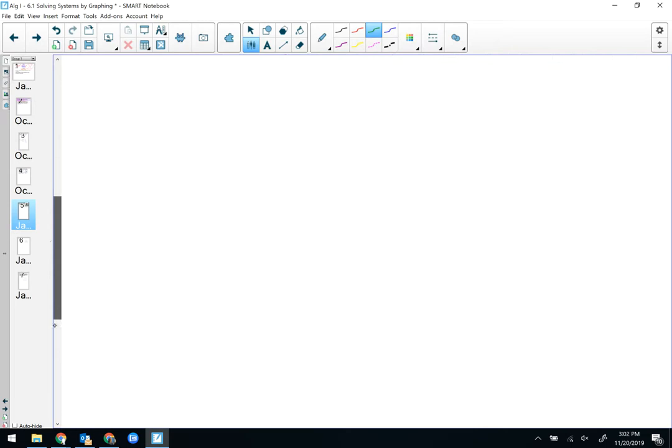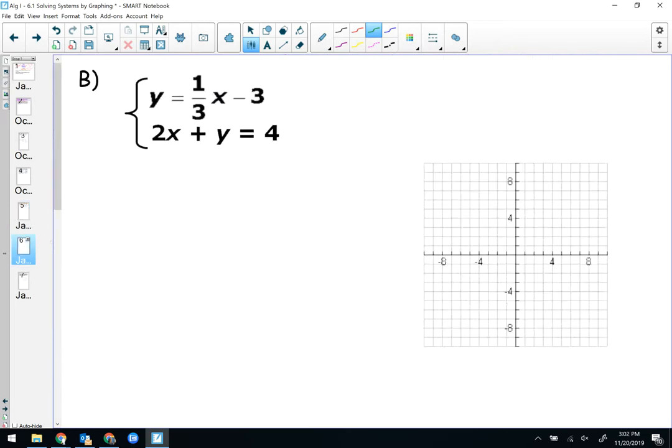Okay. Oh, that's all that's on that page. Why don't you guys try this one? Now, the only issue here is that the red line is not solved for y. You can't really easily tell what the slope is and what the y-intercept is. So go ahead and solve it for y as well. I'll give you a minute.